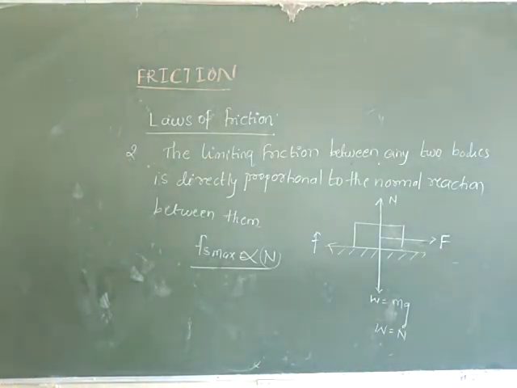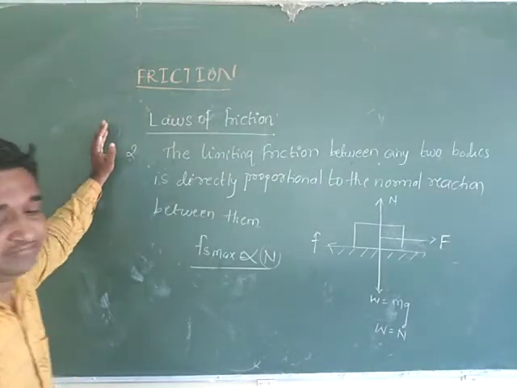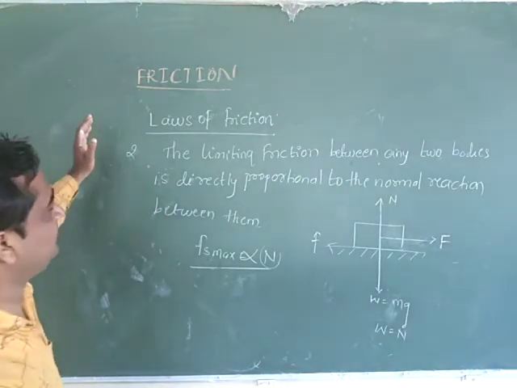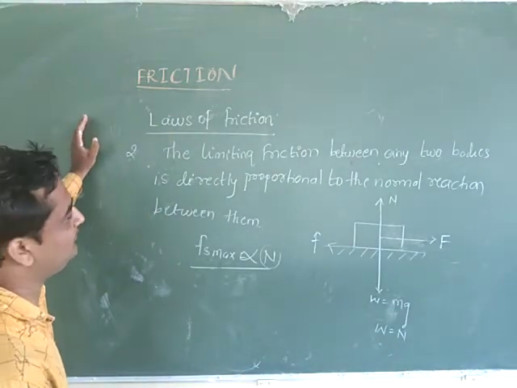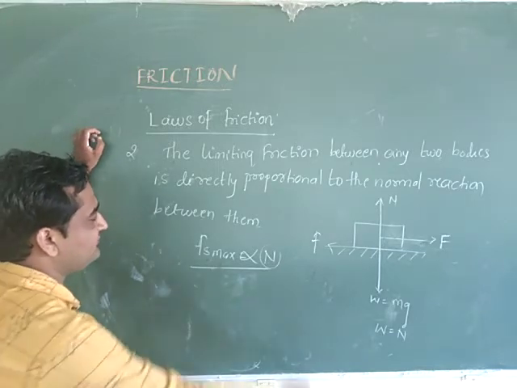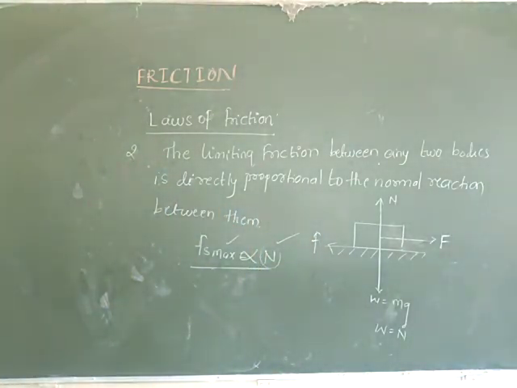Now here we have to state two coefficients, the coefficient of static friction and the coefficient of kinetic friction. So we have two laws here. The first one is about the area of contact. That means the limiting friction is independent of the area of contact between the two surfaces. And the second law states the limiting friction between any two bodies is directly proportional to the normal reaction between them. So these are the two important laws in friction.